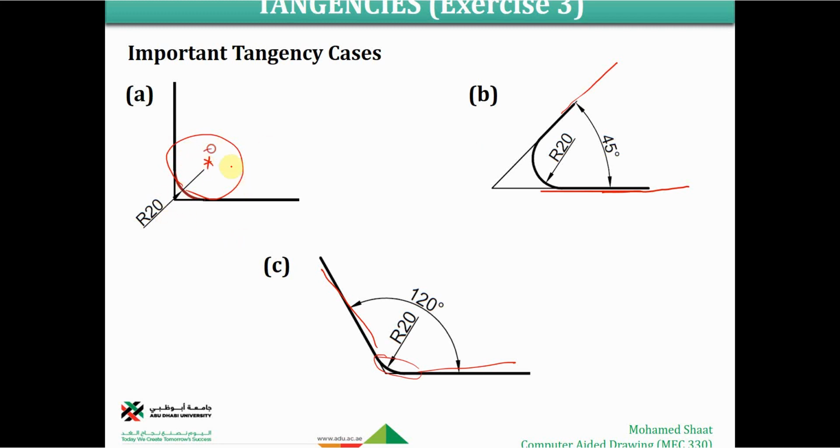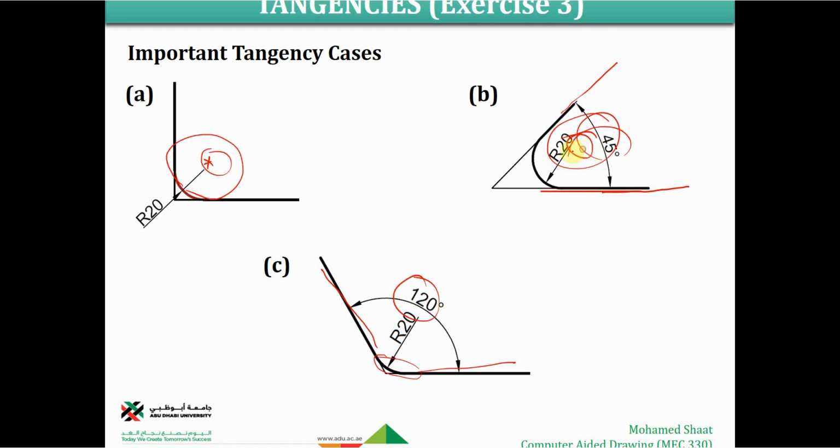But the problem is, where is the center point? It is not given. Where is the center point of this one? Someone is going to say that it should be somewhere in this region. Yes, it should be somewhere in this region, but where exactly? We don't know. Someone is going to say, okay, I'm just going to try.